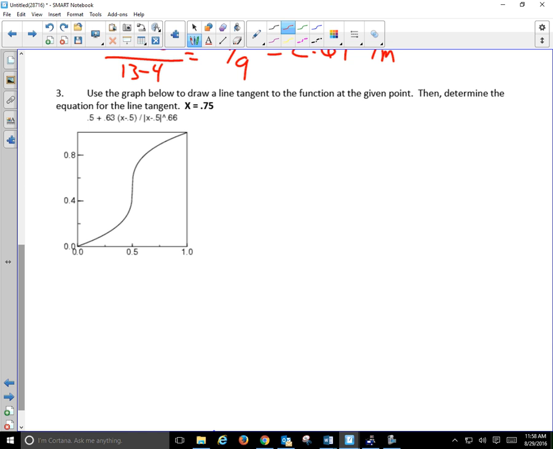It says use the graph below to draw a line tangent to the function at the given point. Then determine the equation for the line tangent. So determine the equation for the line tangent. What two things do I need to determine the equation for a line tangent? Slope and a point on the line. What is the x value for the point on the line? How do I find the y value? So this is 0.75 right here.